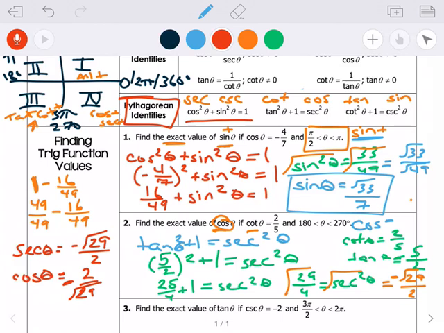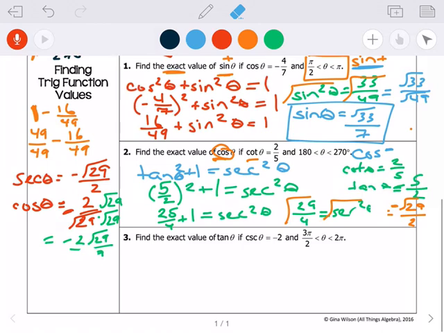That would be my answer for cosine, but I'm not allowed to have radicals in the denominator. So I would rationalize the denominator by multiplying top and bottom by the square root of 29, to end up getting negative 2 square root of 29, and any radical times itself is that number without the radical, so all over 29. So my final answer for number 2: cosine of theta equals negative 2 radical 29 all over 29. So that goes with number 2.